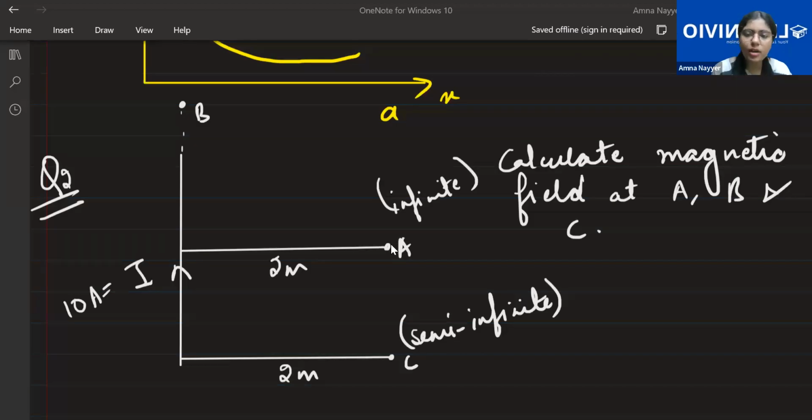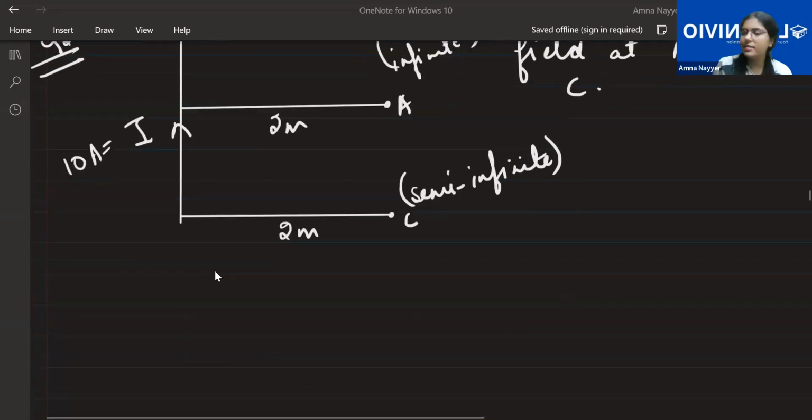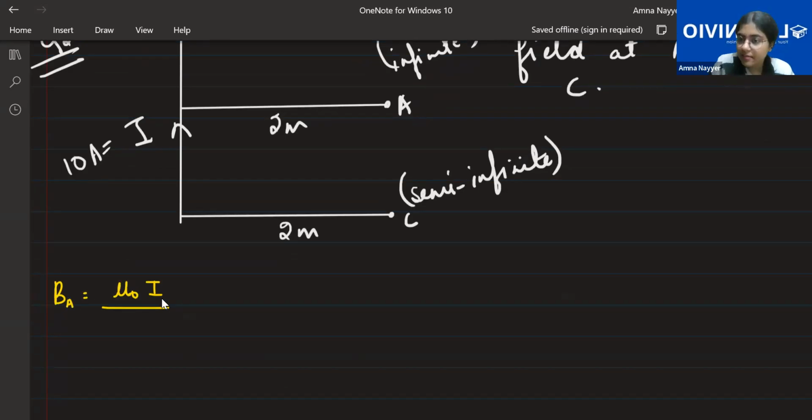So A point is what? A is the point which is on the infinitely long wire. A point is representing that your wire is infinitely long. So current flowing is 10 ampere, position vector is 2 meter, and the wire is infinite. So just basic simple usage of the formula. The magnetic field at the A point is mu naught I by, see, it's an infinite wire, so it will be 2 pi r.